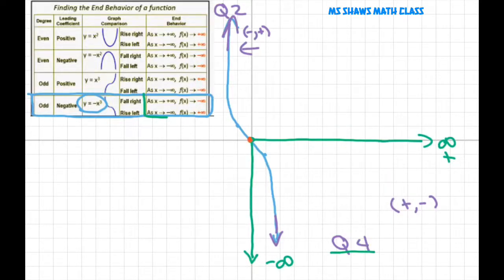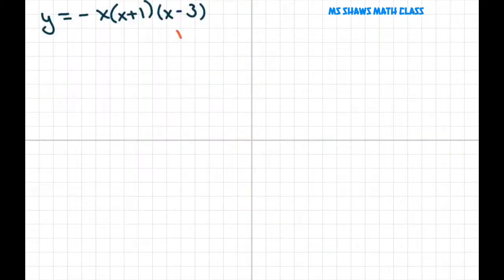As our x gets smaller and smaller from 0, that's your negative. There's your negative right there. Our y from 0 gets larger. So that puts us in quadrant 2. So that just means we're going to start in quadrant 2 and end in quadrant 4 somewhere.